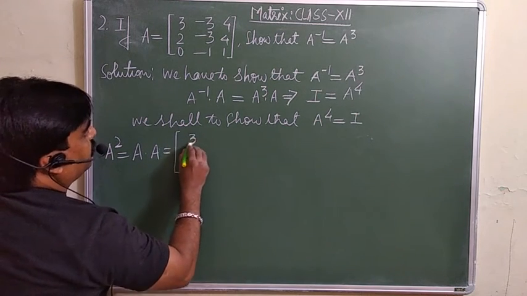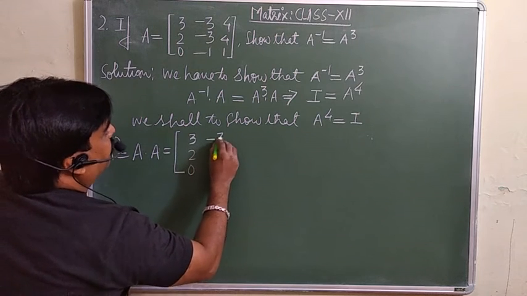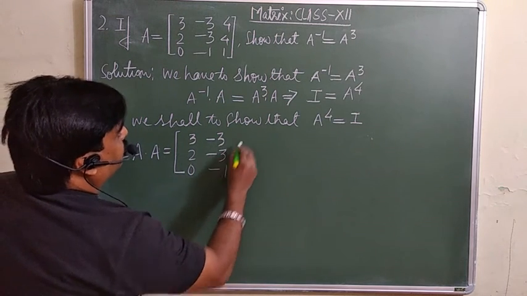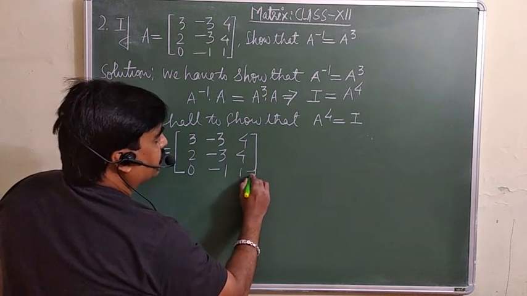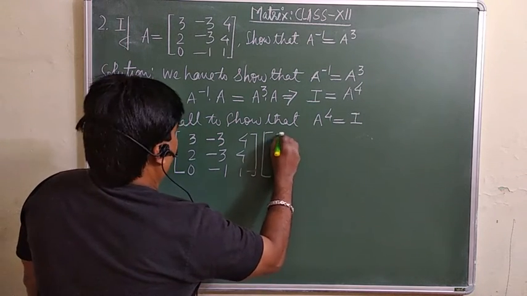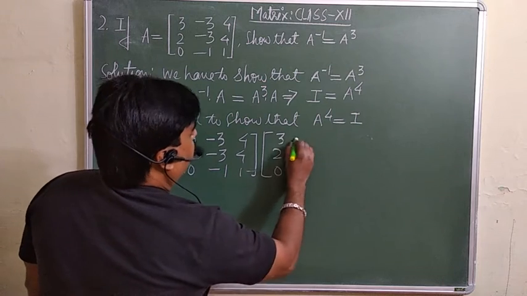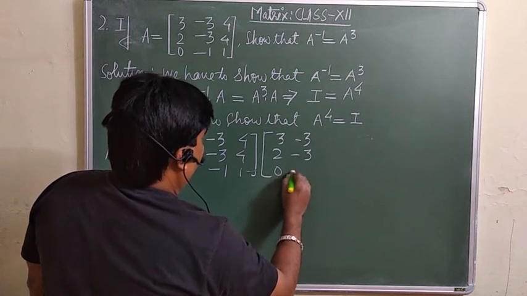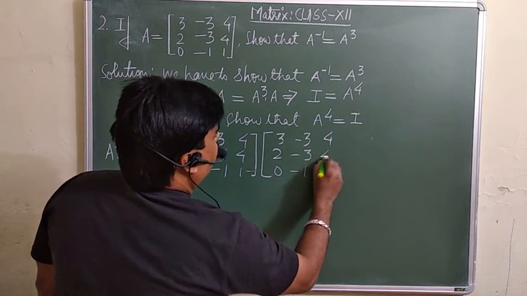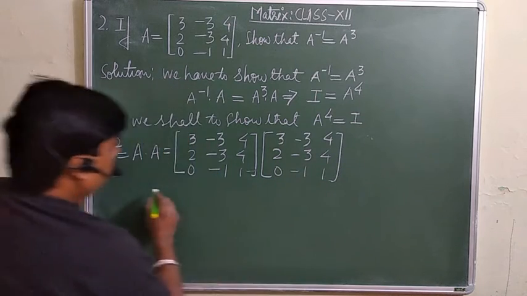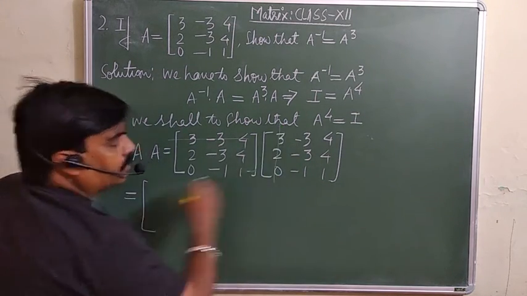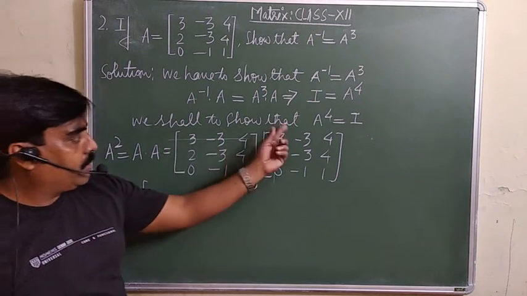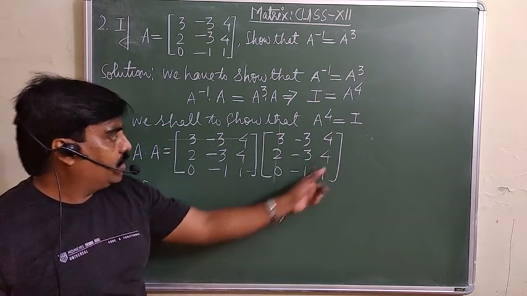So this is the matrix [3 2 0; -3 -3 -1; 4 4 1] multiplied by [3 2 0; -3 -3 -1; 4 4 1] here only. So you will multiply this one only. The first row you multiply with the first column. The first row elements must be multiplied by this column, then the second, then the third.